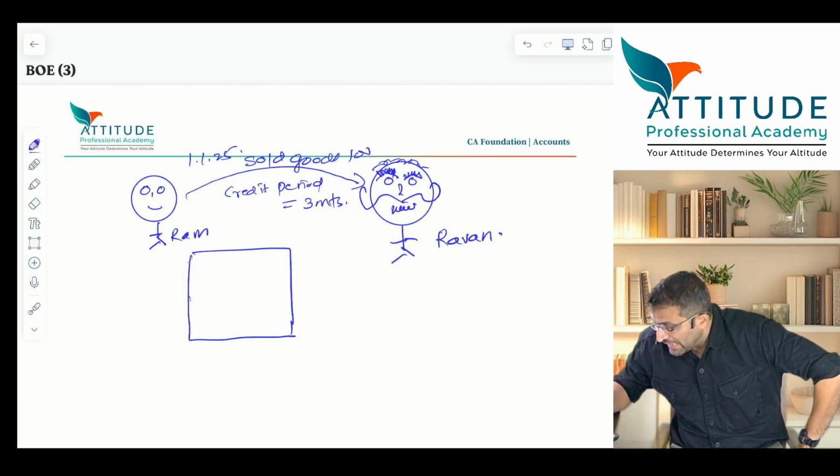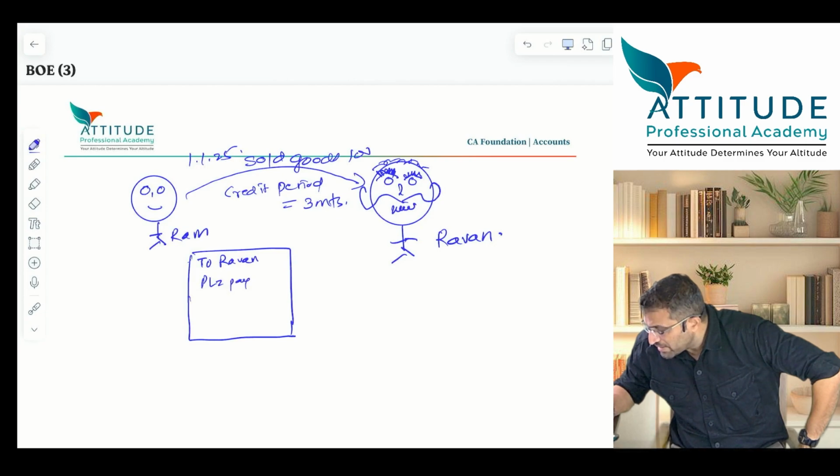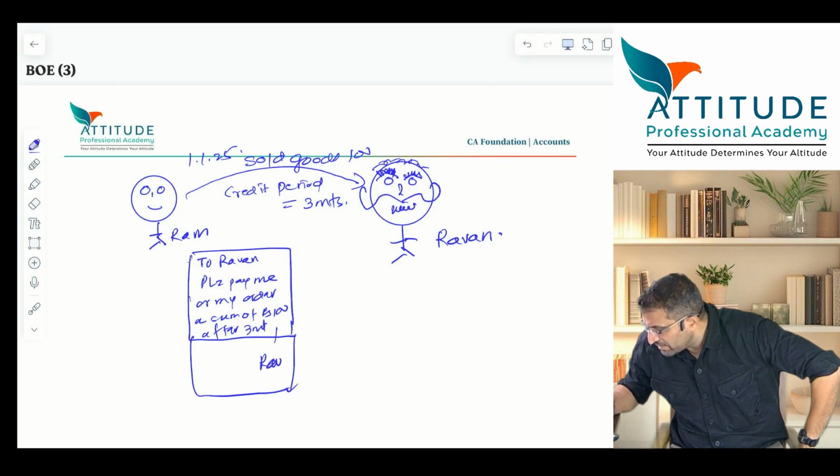Hear it. And in this bill he is going to write what? Ram is going to draw the bill. He says to Ravan, please pay me or my order a sum of rupees 100 after 3 months. After how many months? 3 months. And Ram signs it. There is a bill here. Ram signs it and gives it to whom? Ravan.